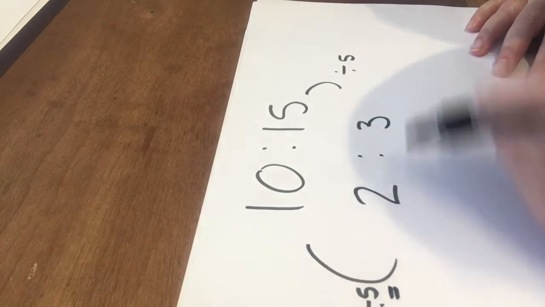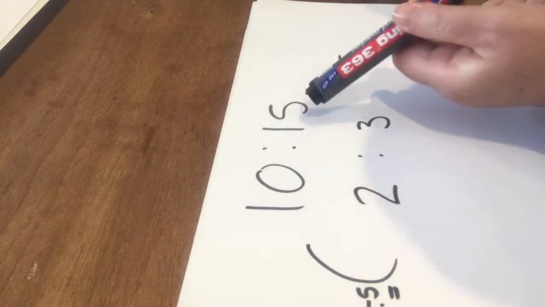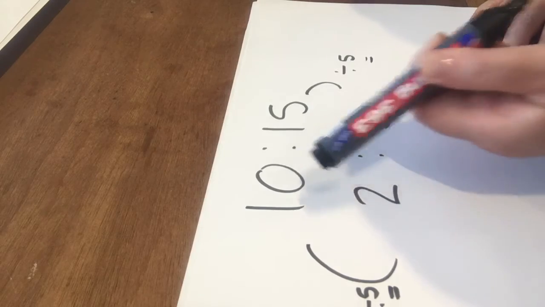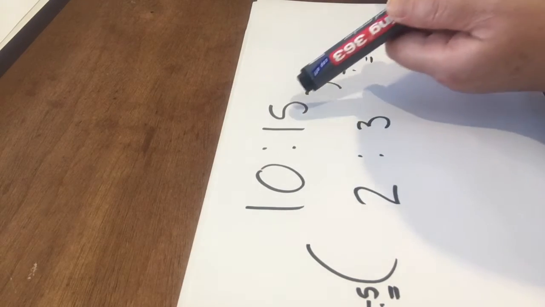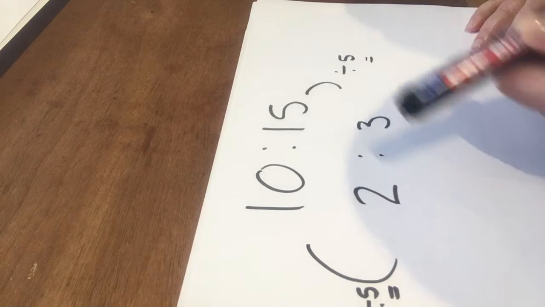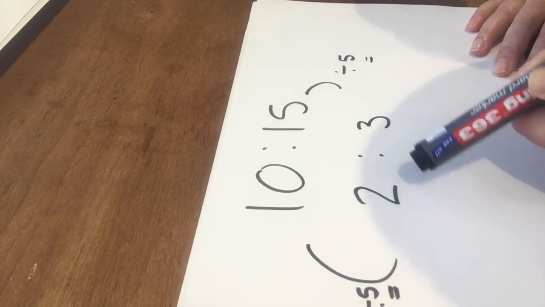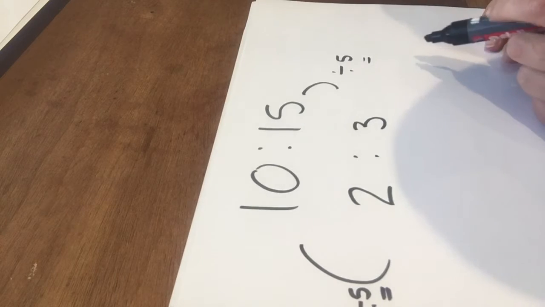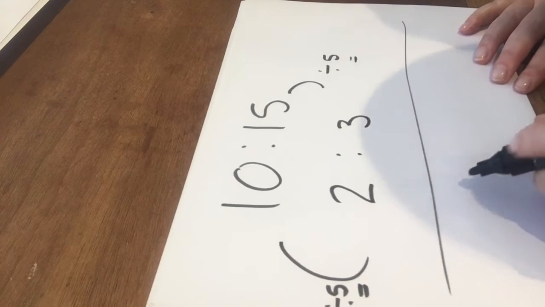Our common factor is 5, so we've divided both numbers by 5. 10 divided by 5 is 2. 15 divided by 5 is 3. So 10 to 15 is simplified to 2 to 3. Let's look at another example together.